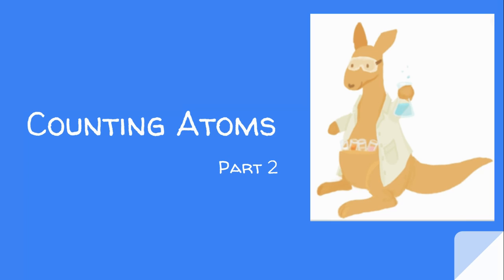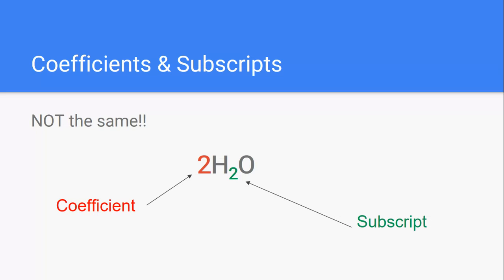Chemistry Kangaroos, Miss DeAngelis here to talk to you about counting atoms. This is actually the second part of our series, and I'm going to discuss with you how we figure out how many molecules we have of different atoms, different compounds, how many elements do we have in each chemical formula. So let's actually get into it.